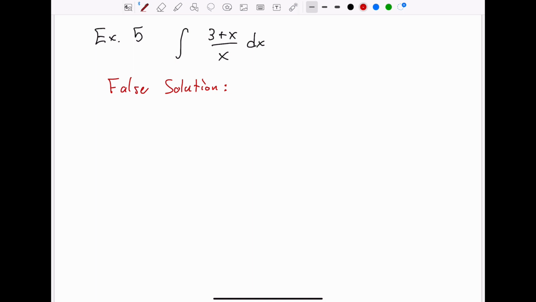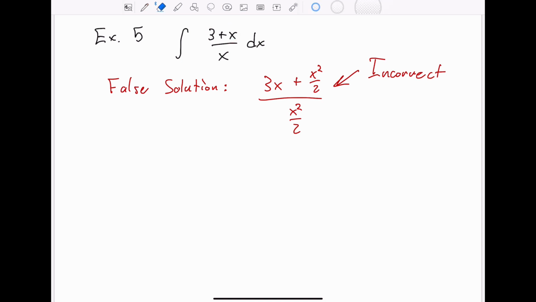We're tempted on this to first integrate the numerator, that would be 3x plus x squared divided by 2, and then integrate the denominator, that's x squared divided by 2. This is an incorrect answer. It seems relatively intuitive though. I'm taking the antiderivative of the numerator, and I'm taking the antiderivative of the denominator, and I'm combining them together.